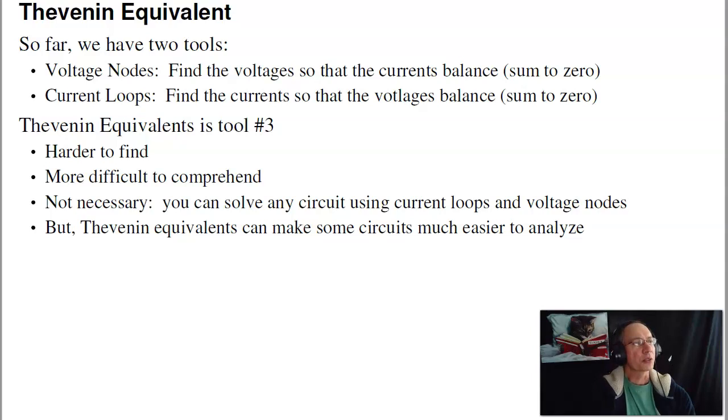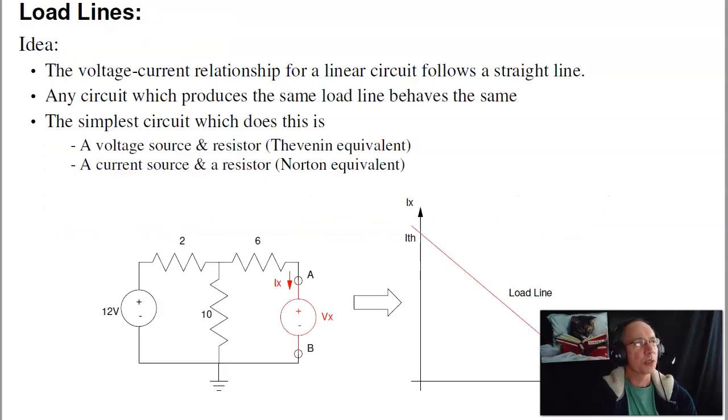Here's the third tool. It's Thevenin Equivalents. It's a harder tool, it's more difficult to comprehend, and it's really not necessary. You can solve any circuit using voltage nodes and current loops. However, Thevenin Equivalents can make some circuit analysis much easier. It's used quite a bit in electronics. It helps understand how circuits work. So it is a useful tool.